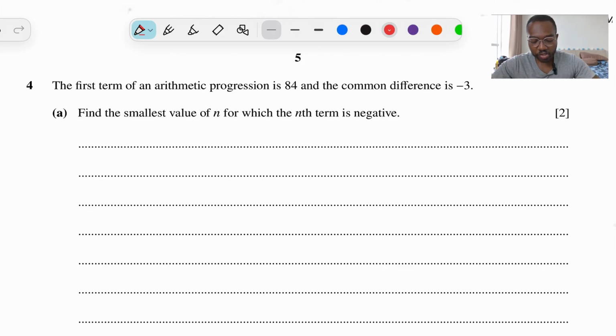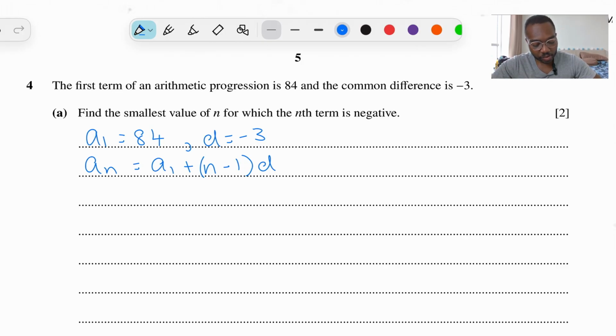So even for this question, what I'm going to do is, we know a1 is equal to 84. We know our d value is equal to minus 3. And we know that the general nth term of an arithmetic sequence, an, is equal to a1 plus (n minus 1) d, okay? And in this case, we know that an is equal to 0. We know that we'll get some term which is equal to 0, so let's work out what that term is.